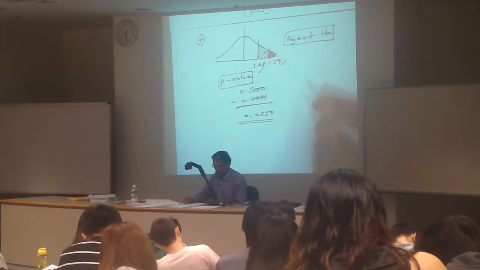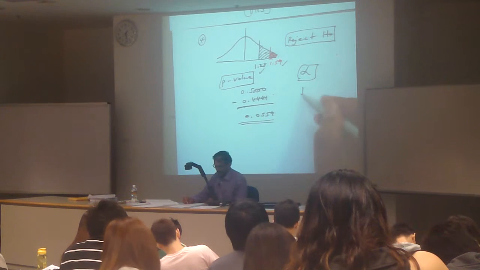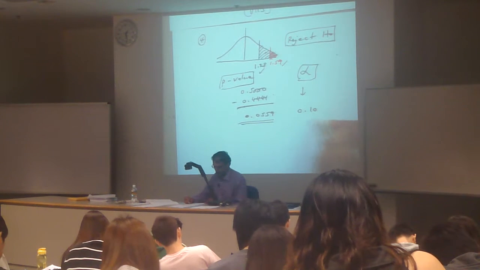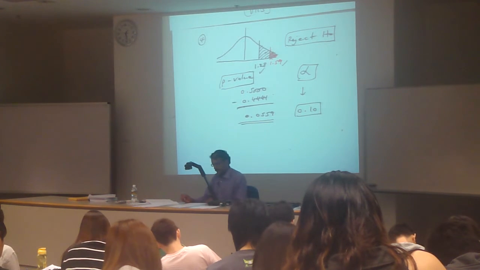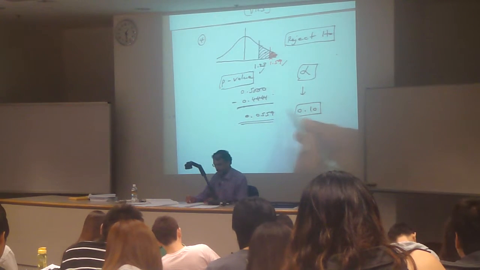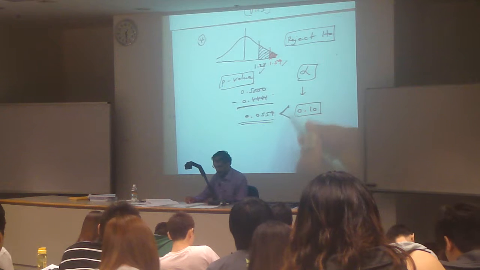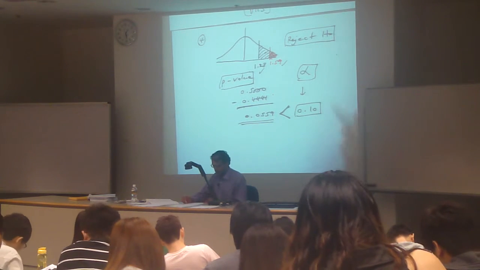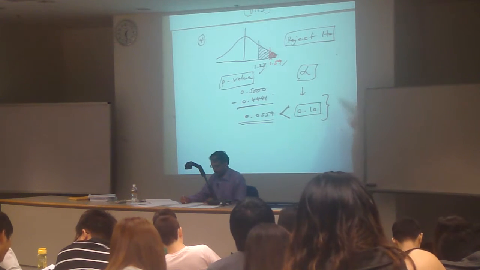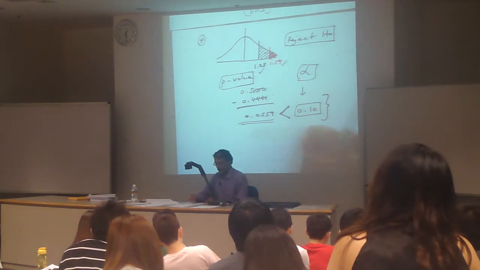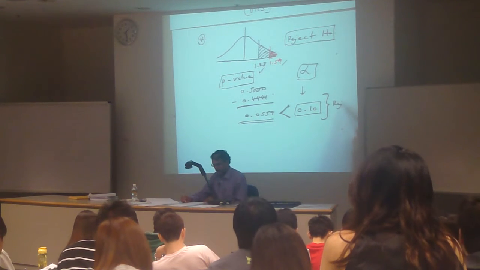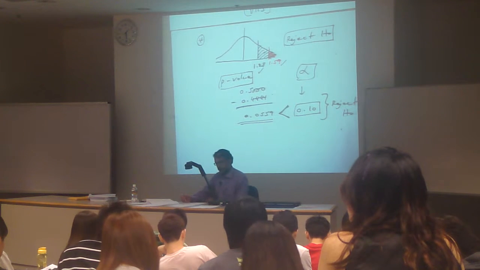0.0559 is the P-value. Compare with alpha. Alpha we chose, 0.10. 0.0559, alpha 0.1. Which is greater? Alpha is greater. If alpha is greater than the P-value, we should reject H0, confirmed correctly.